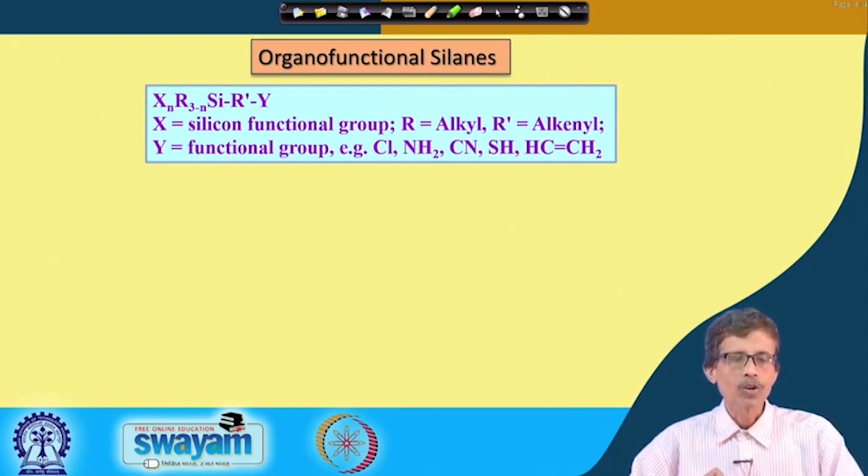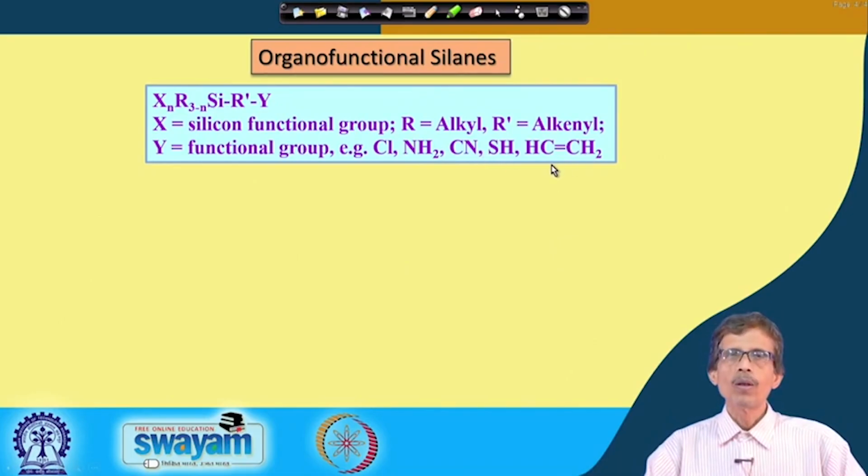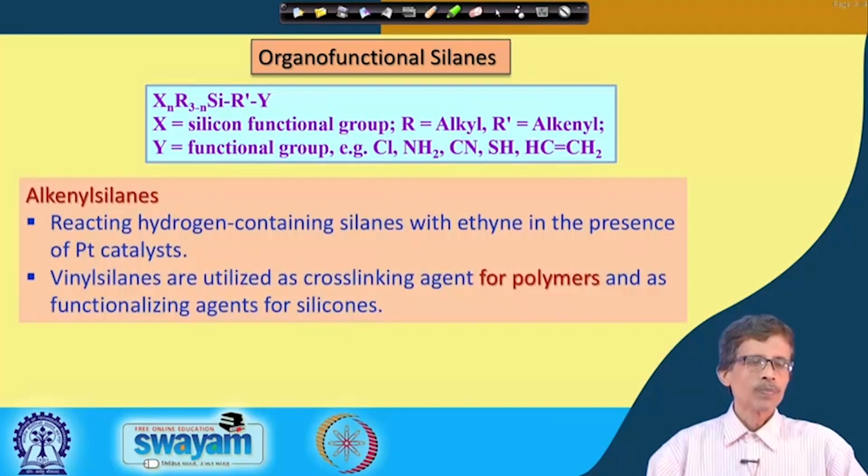Then you can have the corresponding Y as well. R is alkyl or alkene function, X is the silicon functional group attached to that particular silicon, that means it can be Cl itself, and Y is the functional group in terms of NH2, CN, Si, and the well known and well discussed, even now, vinyl function. Then these alkenyl silanes.